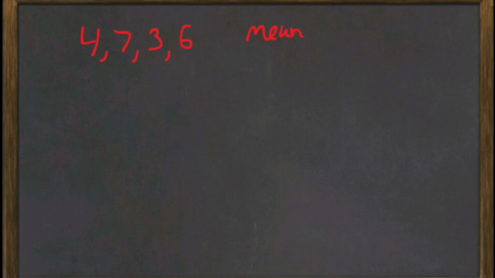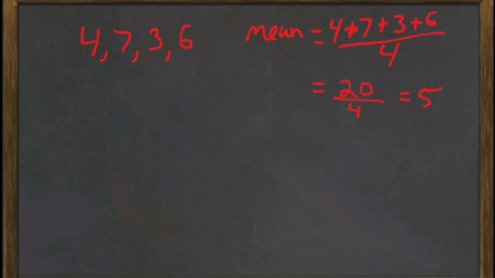what do I do? I add them all up. Supposed to be a plus. Sorry for my penmanship. 4 plus 7 plus 3 plus 6. And then I divide by the number, right? So there's 4 here. And what is that? 11, 14, 20. So 20 divided by 4 is 5. Okay, so the mean is 5.